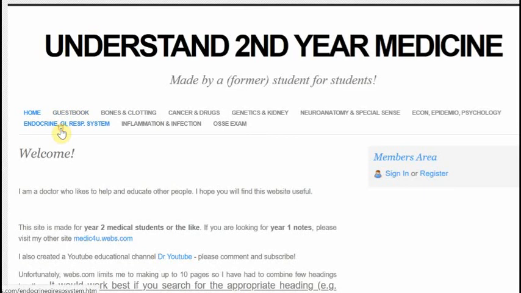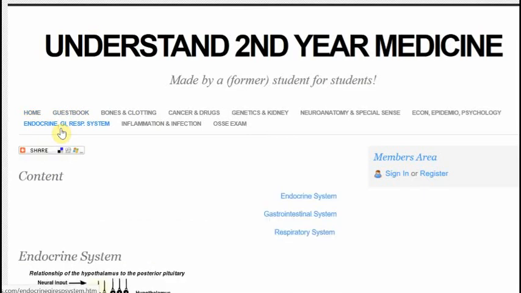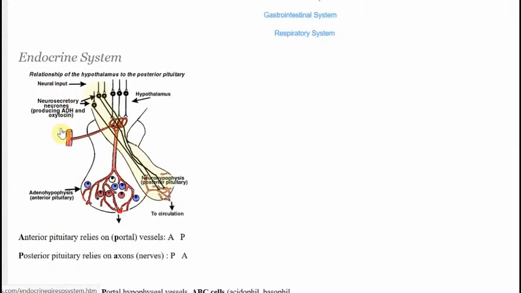So the pituitary gland is a gland that sits in the head, and first of all, anatomy. You've got your anterior and posterior pituitary gland. The anterior pituitary relies on portal vessels, so AP, that's how I remember it. Posterior, on the other hand, relies on axons or nerves, PA. So AP, anterior pituitary, P for portal vessels, and PA, posterior, relying on axons, right?